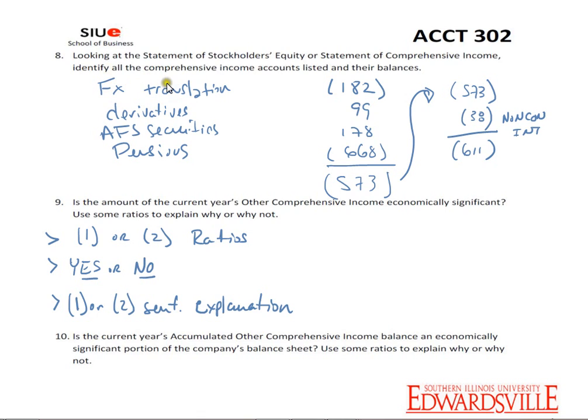So on number 8, to save us time, I went ahead and printed it out or wrote it out. FX is foreign currency, so foreign currency translation, derivatives, AFS is available for sale securities, and then the last component of other comprehensive income in number 8, which is actually, as I said, this is 7, 8, and 9, is pensions, which gave us the 573, and as we explained before, the non-controlling interest related to OCI is 38, so that gives you the 611.